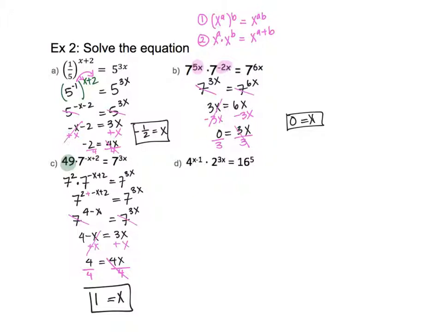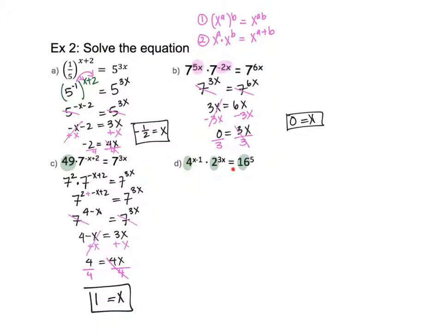Okay. Let's take a look at D, our last problem here. So for D, notice that all the bases are different. So I'm going to highlight all the bases. Here's a 4, a 2, and a 16. So out of these three, you're going to pick a base that will work with all three of them. So for me, I can see that 4 can be composed of 2, right? 2 squared gives you 4. So I have to ask myself, okay, can 16 be decomposed as a base of 2?